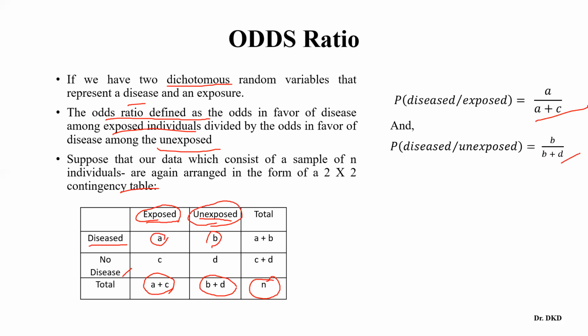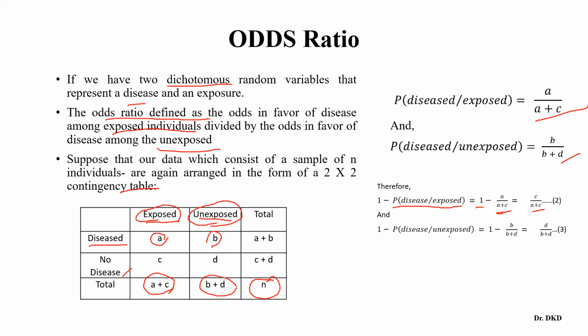Now, with this equation we are going to solve how we get the odds ratio with the help of this contingency table. Now we subtract from 1 the probability, as we know P and Q, probability of success and probability of failure. So we need to understand probability. 1 minus the probability of disease among the exposed, which we have already calculated, would be C divided by A plus C. Now 1 minus the probability of disease among the unexposed group, 1 minus B divided by B plus D. So these are the equations.